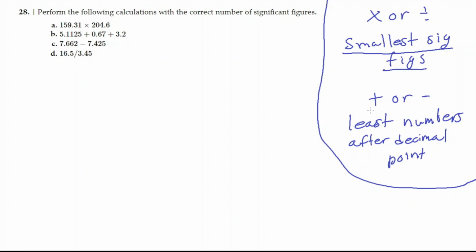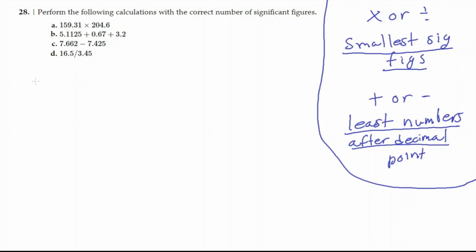When you add or subtract, you want your answer to have the same number of digits after the decimal point as the number with the fewest digits after a decimal point. So just remember, with addition and subtraction, you're dealing with numbers after a decimal point. With multiplication and division, it's the smallest sig figs. So let's take a look at A.